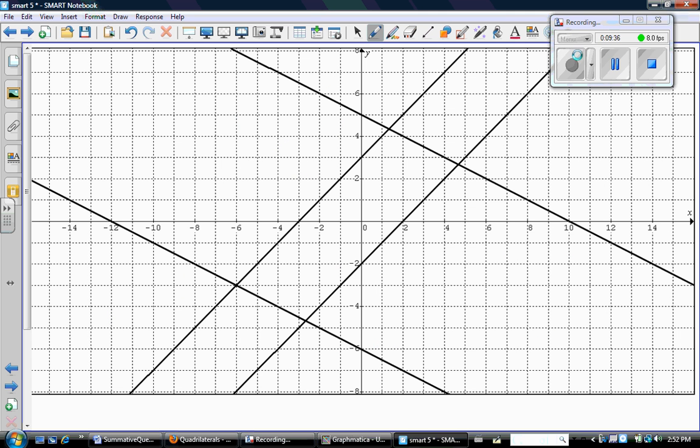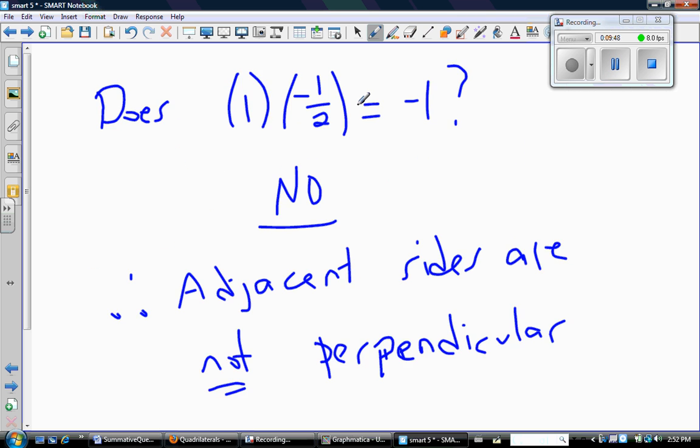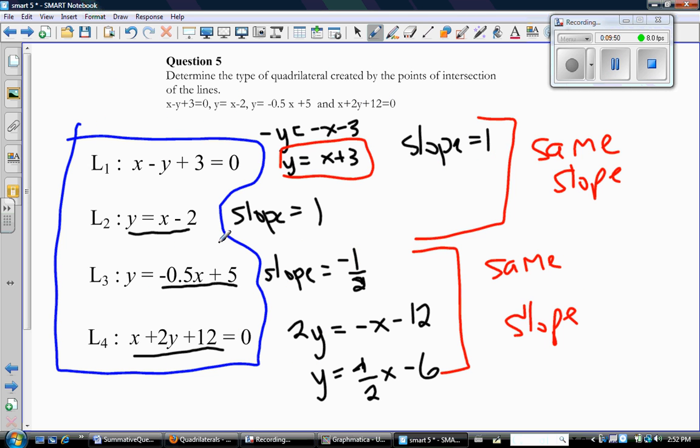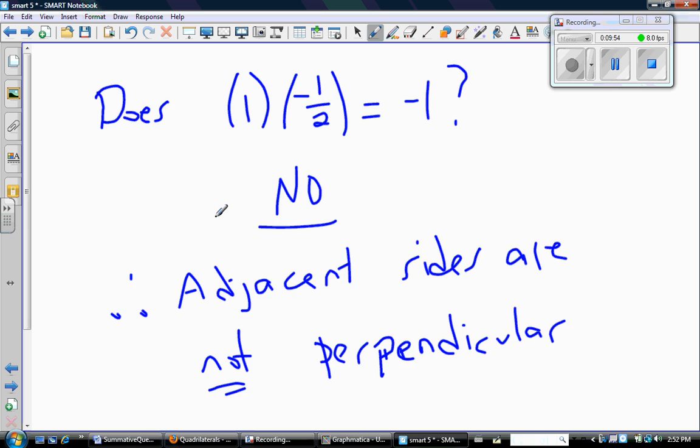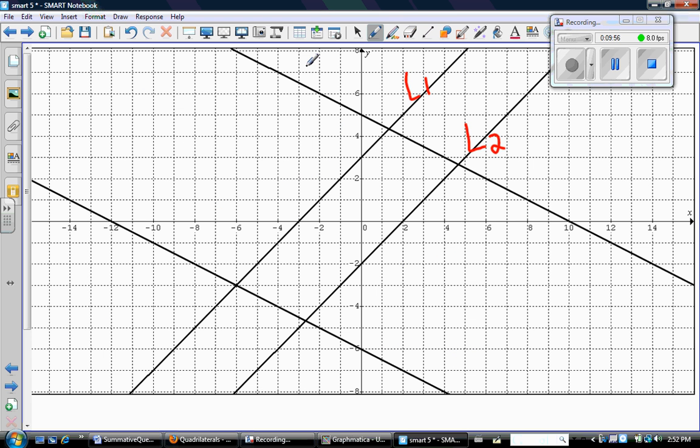So this I'll label line 1, and therefore this one must be line 2 because it's parallel. This line has a negative slope and a y-intercept of 5. So let's figure out which one that is. A negative slope and a y-intercept of 5, so that must be line 3. So this one here is line 3, and that makes this line 4.